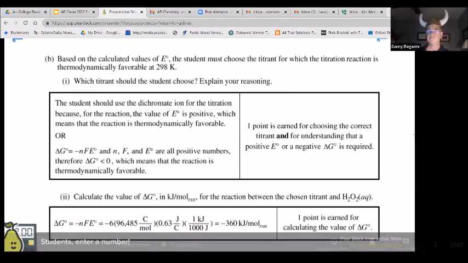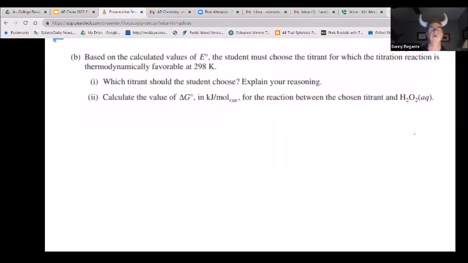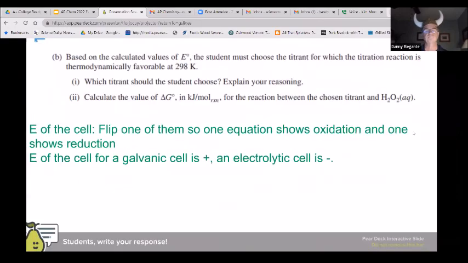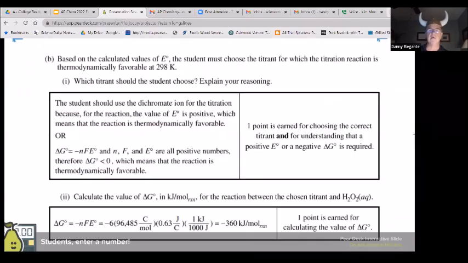The tricky part, there were 2 tricky parts to part II. One is n, the number of moles. If you go back and look at the half reactions, the number of moles of electrons that were transferred was 6. A lot of people are not real sure what to plug in for n, right? So if you go back to the half reactions and look at the values for the dichromate, see how it's 6 electrons? That's why you put a 6 in. And then the big thing here is you got to get the units right, in kilojoules per mole.